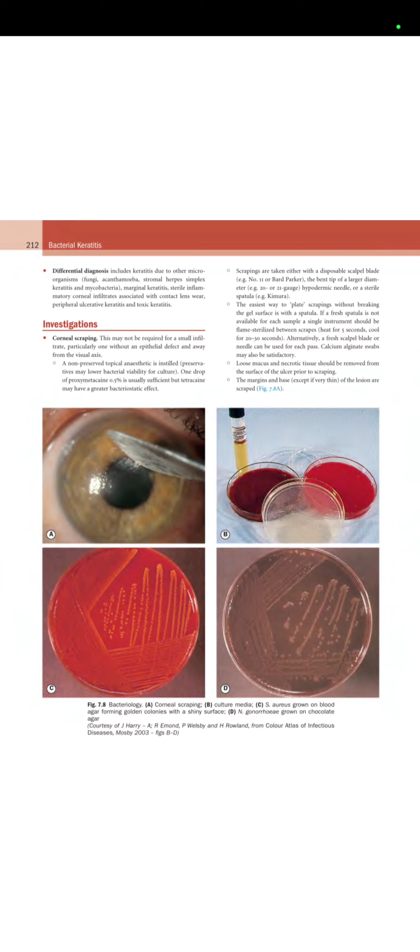Why should IOP be monitored? IOP should be monitored because of the associated anterior uveitis. If there is an associated anterior uveitis, there can be an increase in the IOP.